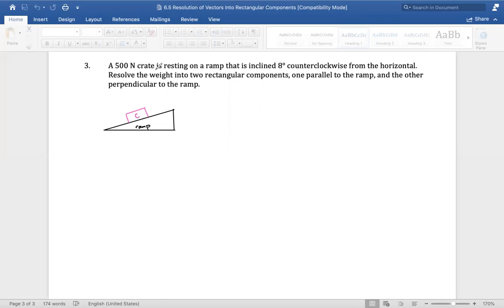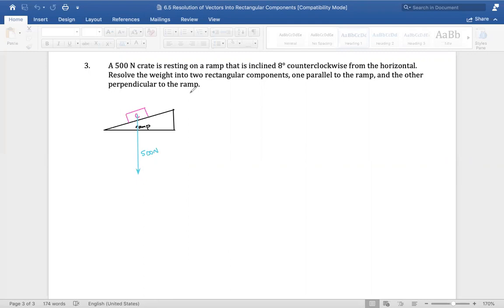So what forces are acting on the object? So I have the force of gravity, right? Which is downwards, which is 500 Newtons. So let's draw that in. So from the crate, I have a directly downward force of gravity, which is 500 Newtons.